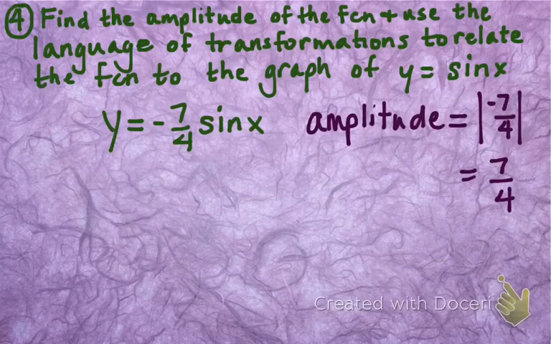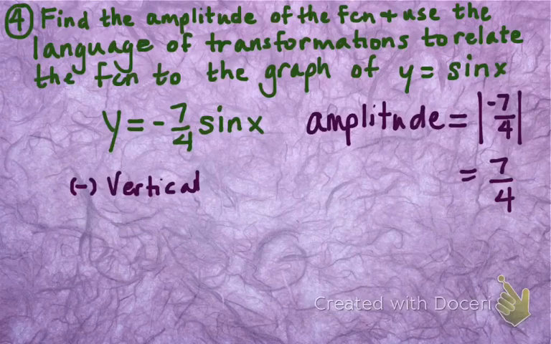That's our amplitude. So then we're going to get to our transformation language, and the negative sign, because it's on the outside of the function, creates a vertical reflection over the x-axis.